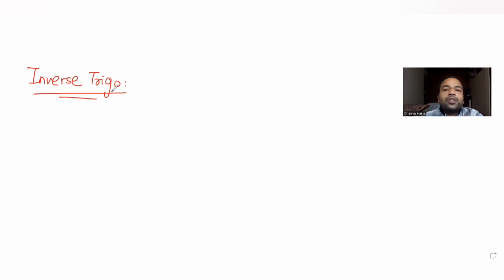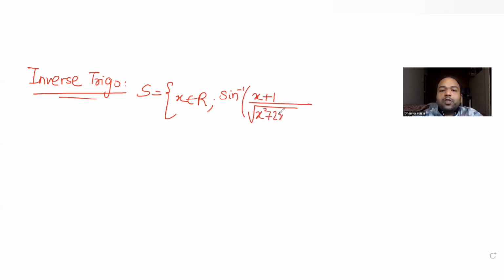The question tells us that S is a set where x belongs to real numbers and it satisfies the equation sine inverse of (x plus 1) upon square root of (x square plus 2x plus 2), minus sine inverse of x upon square root of (x square plus 1), is equal to pi by 4. So this is our entire expression given to us in the set S, and we have to figure out the values of x which satisfy this expression.